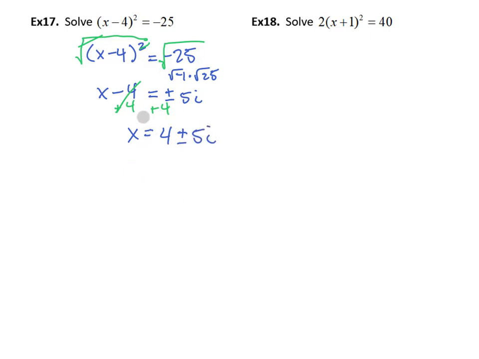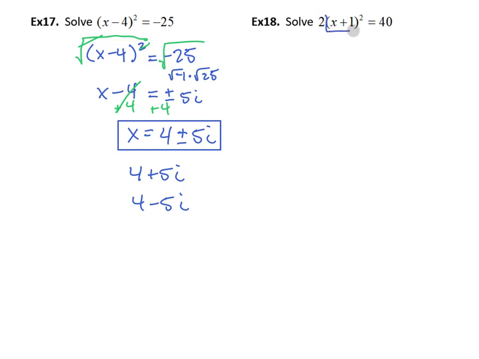And so this actually has two solutions. You could think of them individually, 4 plus 5i and 4 minus 5i, these two complex numbers. Or if you want to write them a little more compactly, when it's exactly plus or minus, you can do like we did there, plus or minus 5i. But there are still two solutions. Okay, so let's try the last one here.